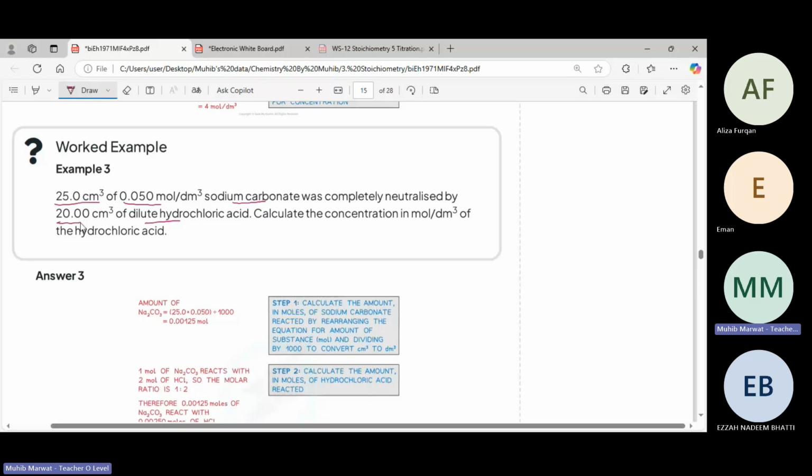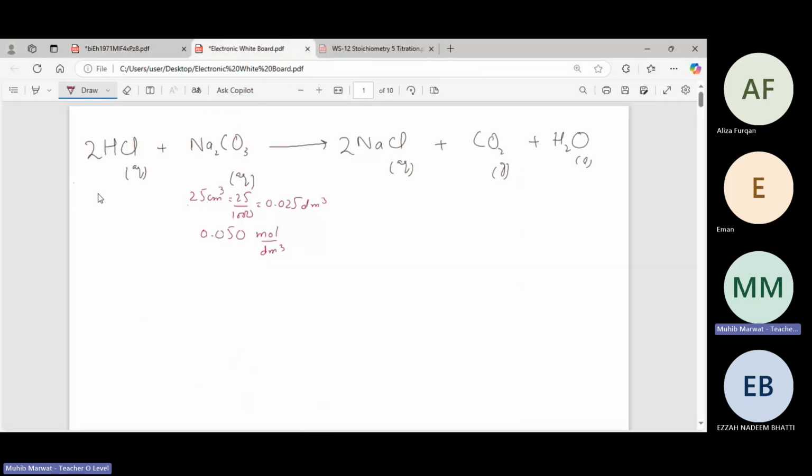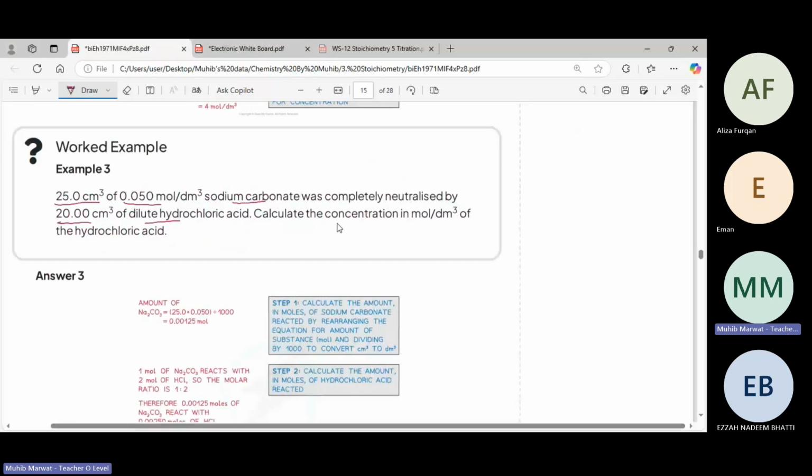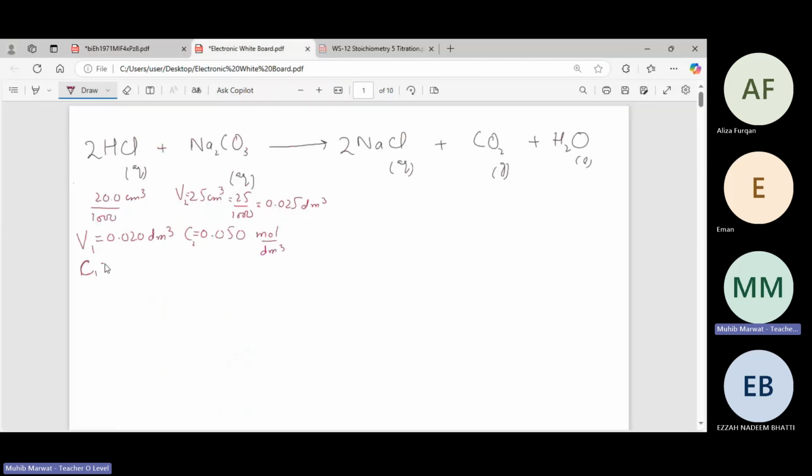Now we have been given the volume of hydrochloric acid, dilute hydrochloric acid, and that is 20 cm cube. So after dividing it by 1000, it will become 0.020 dm cube. Clear? For example, we are going to take 1 over here for acid. I'm really sorry about that, this is not the concentration, this is the volume. This is the volume of acid, right? This is the volume of base. This is the concentration of base, and we are going to find the concentration of acid in moles per dm cube. So we will have to calculate the concentration of acid.